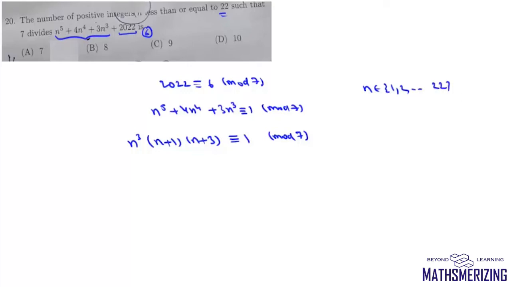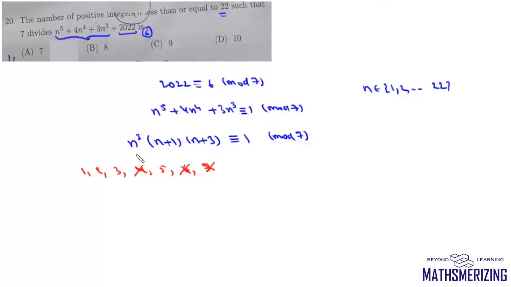Now what we'll do is we'll try and find the solution between 1 and 7. So the possible values are 1, 2, 3, 4, 5, 6 and 7. Now clearly 7 is not possible because then we'll have remainder 0. Now 6 plus 1 is 7. So 6 is also not possible, and 4 plus 3 is 7. So it is also not possible.